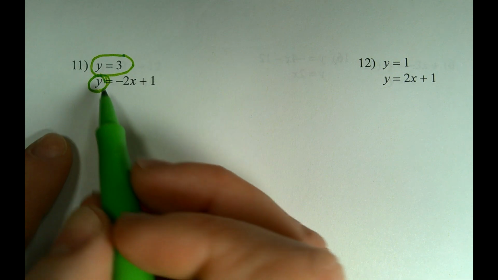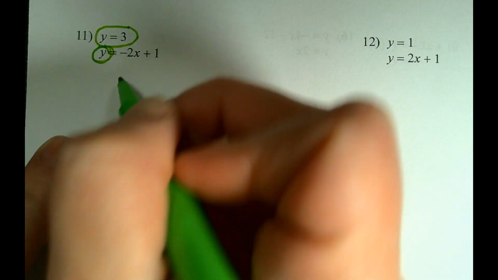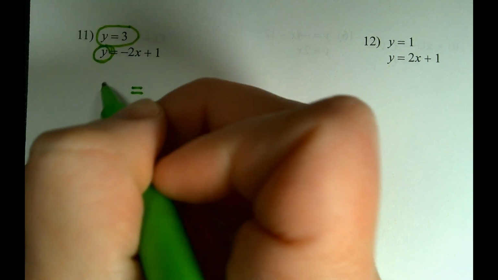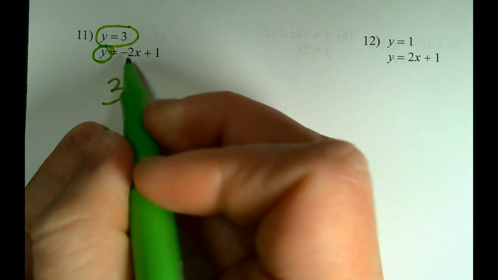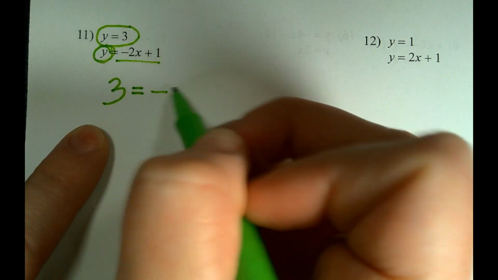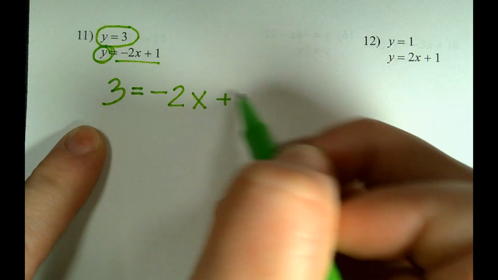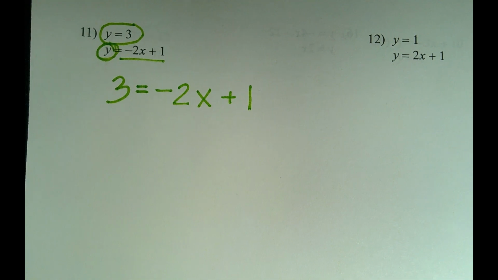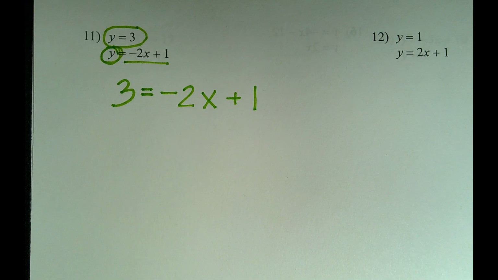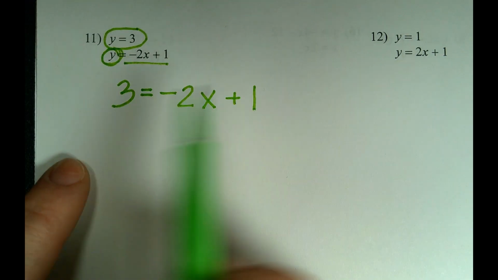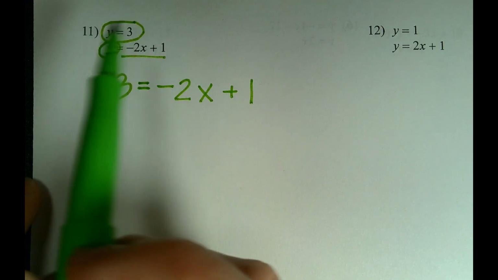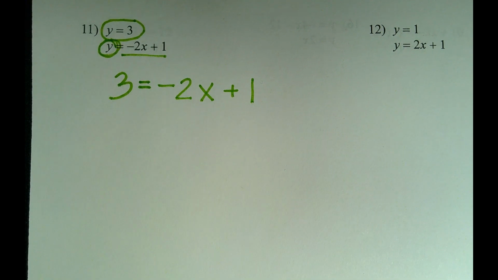Yes. So whenever we do this, I'll write it out for you. We would do y equals, well, y is 3. So 3 equals negative 2x plus 1. This one looks funny, but it's actually going to be way easier to solve because you already have your y solved. So let's go through and solve this. 3 equals negative 2x plus 1.